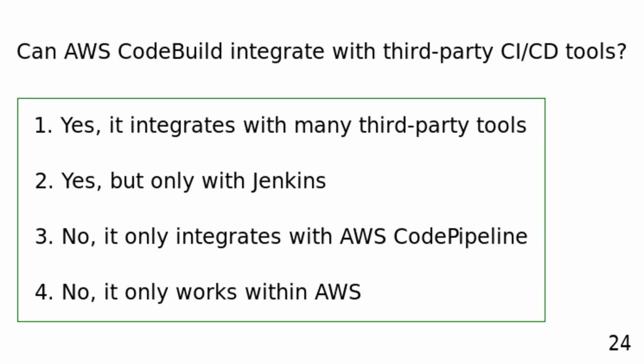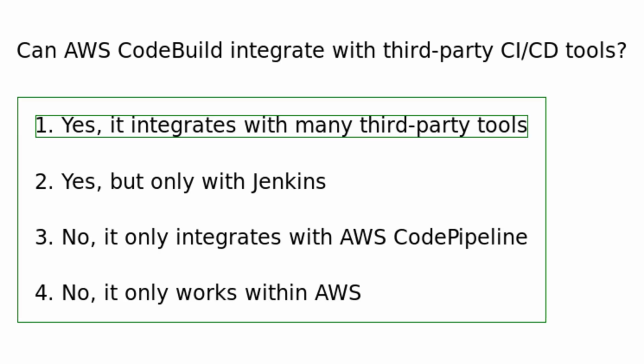Can AWS CodeBuild integrate with third-party CI/CD tools? Yes, it integrates with many third-party tools. Yes, but only with Jenkins. No, it only integrates with AWS CodePipeline. No, it only works within AWS. AWS CodeBuild can integrate with many third-party CI/CD tools such as Jenkins and GitHub Actions.